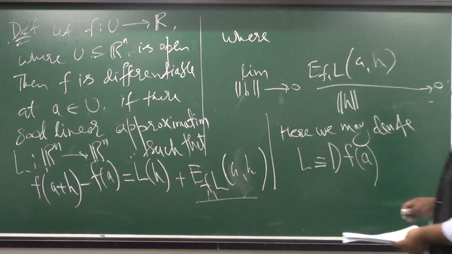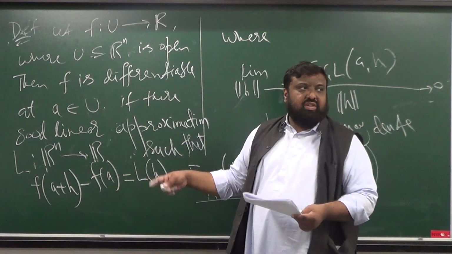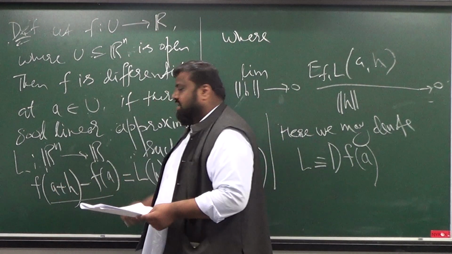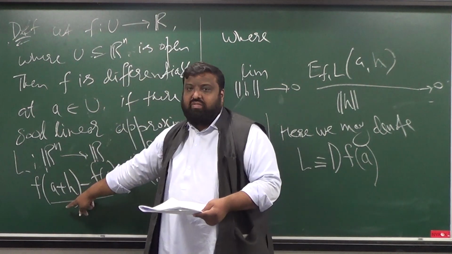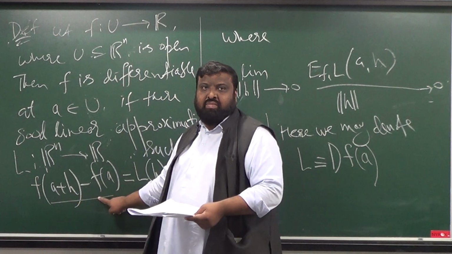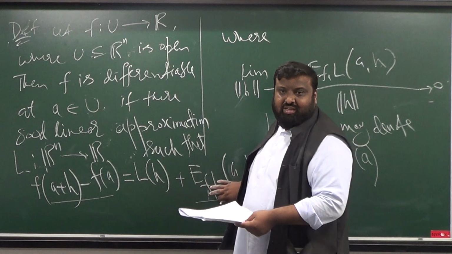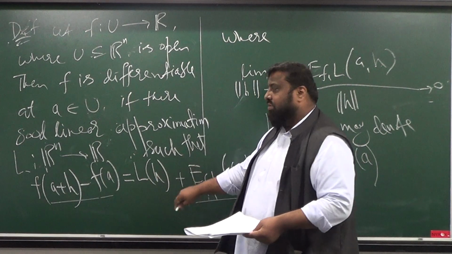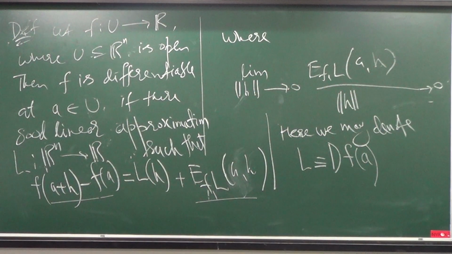No, it should be R into R. Yes. Okay, when you have higher dimension, then you can have it. Why? Because think about it. This is a number. That's a number. F is a map from U to R. So if you are evaluating F at the point A plus H, this is a number. This is a number. So the difference is a number. So you should have a number on the other side. So L of H should be a number actually.